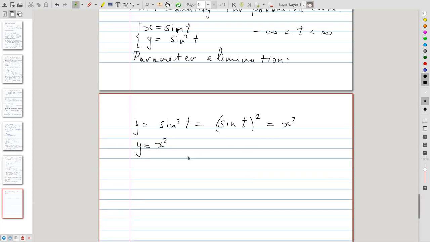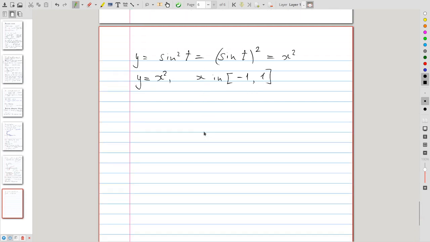Now the interesting part here, though, is that it's not the entire parabola, because since x is sine of t, x takes values between -1 and 1. It can never be outside of this interval. So we have a piece of parabola y equals x squared for x between -1 and 1. So that would look like so.